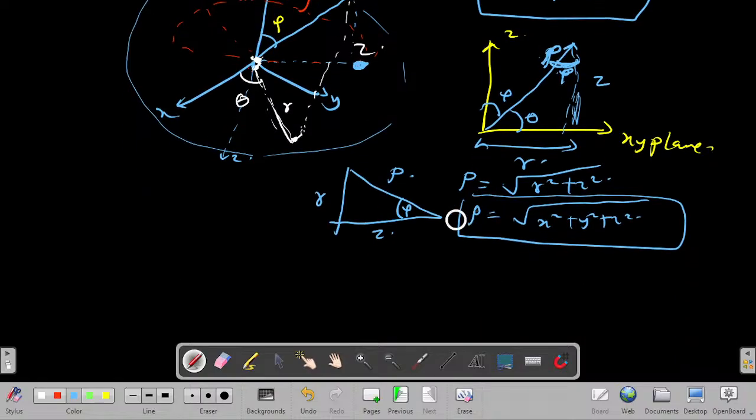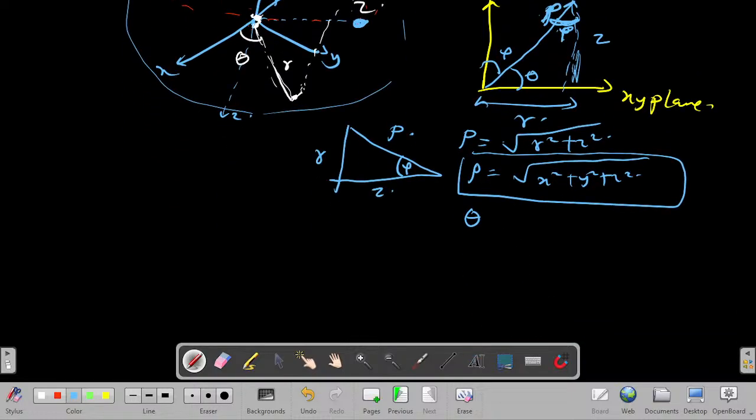Then after finding your rho, remember your theta is theta. The theta within the spherical coordinate is the same theta you know from polar and cylindrical coordinates. So theta is equal to theta. That one I won't talk much about. Or you can simply say tan inverse of y over x.